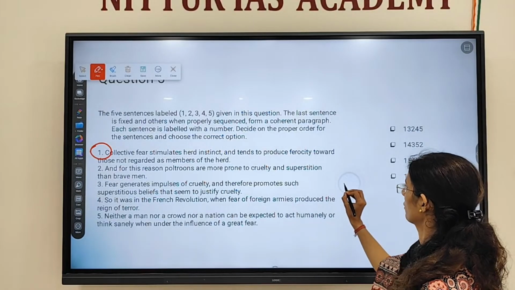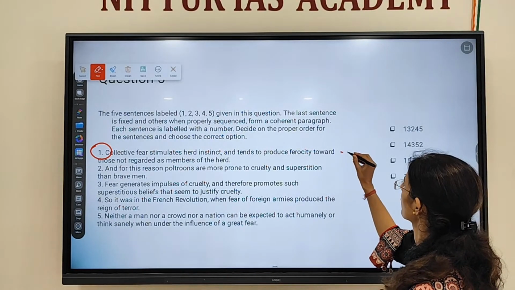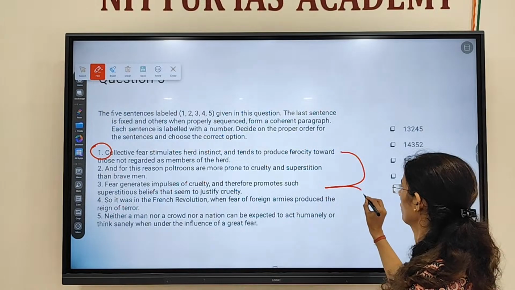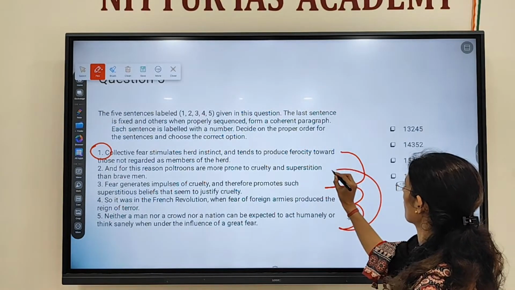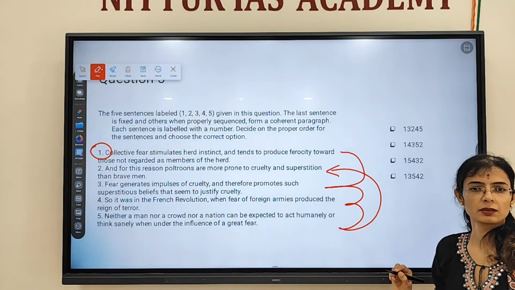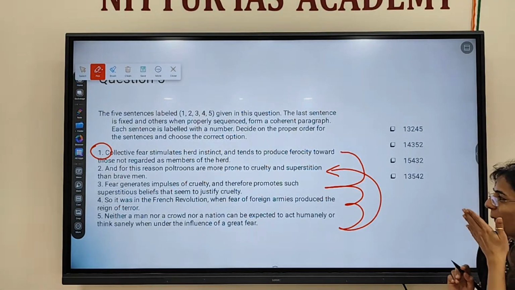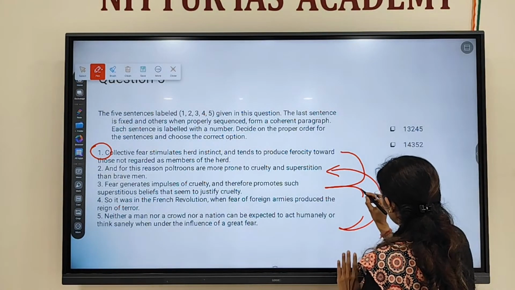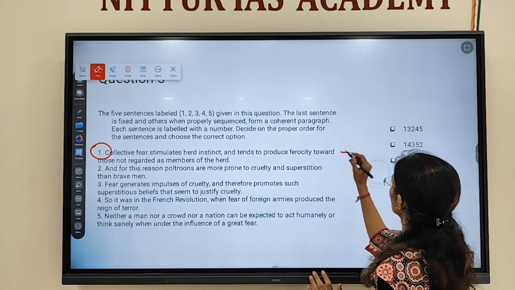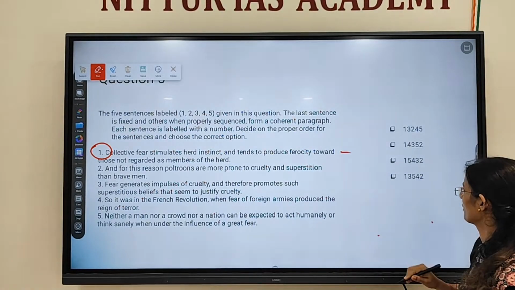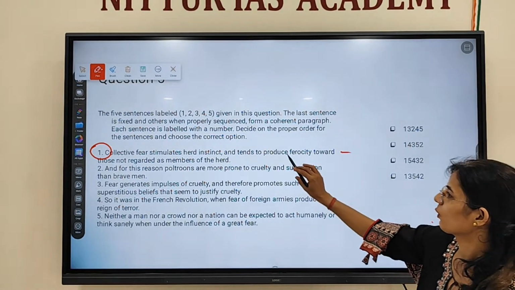1, 3, 4, 5 and 2. I marked correct. What did you say? 3, 5, 4, 2. 1, 3, 5, 4, 2. It's okay. Drawing like that, I think we got confused. Yeah. Let's keep it. 1 and then 3.